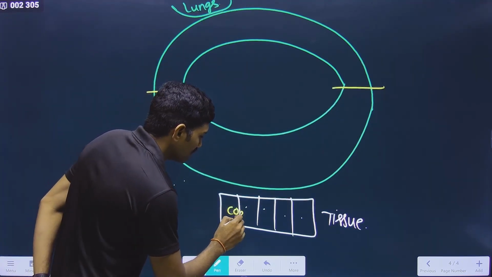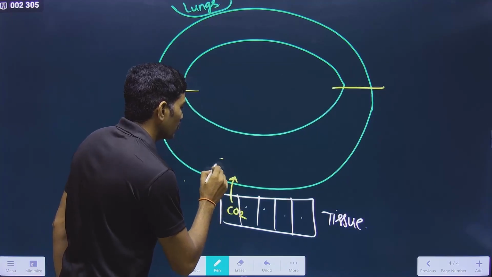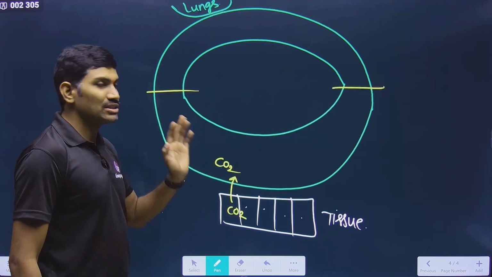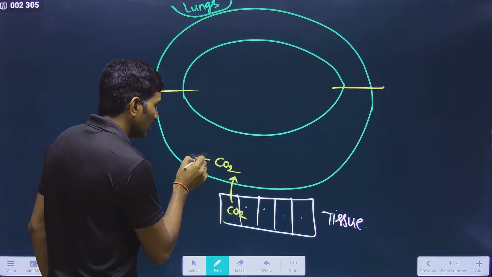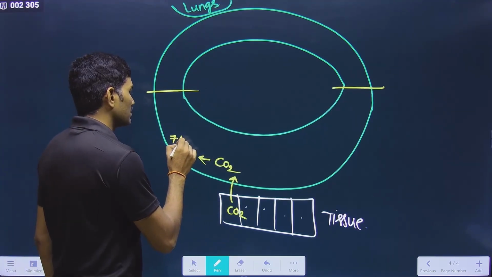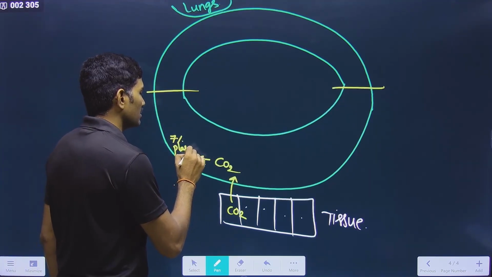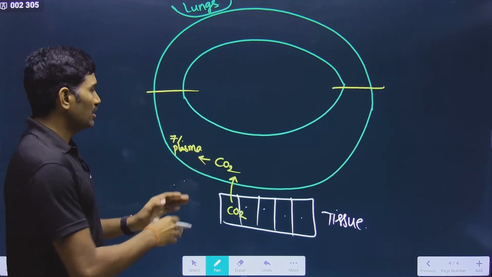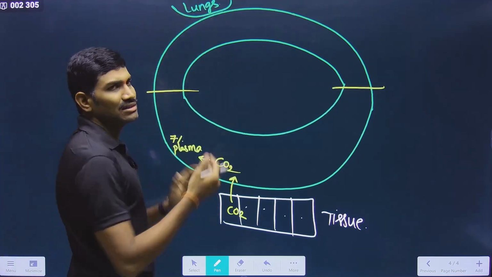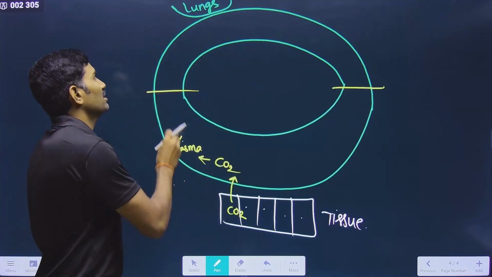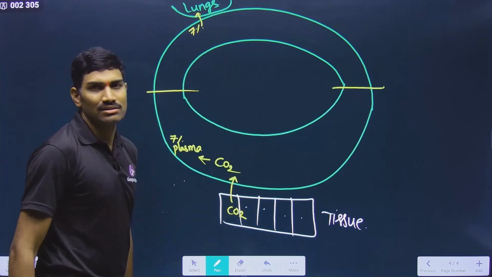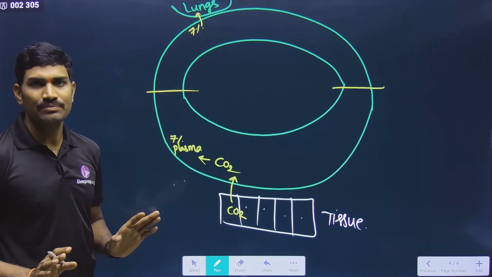Tissues are producing CO2 and releasing CO2 into the blood. Yes or no? So they are releasing the CO2 into the blood. Out of this CO2, 7% is dissolved in the plasma. 7% of CO2 is directly dissolved in the plasma. So in the dissolved form only it is reaching the lungs, and this can go into the lungs. This is what they are saying here.